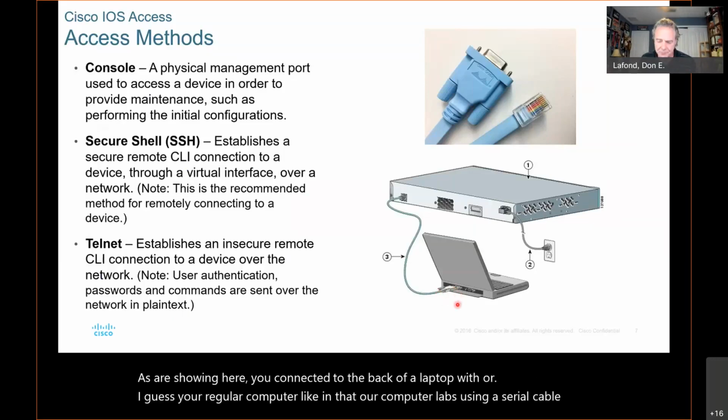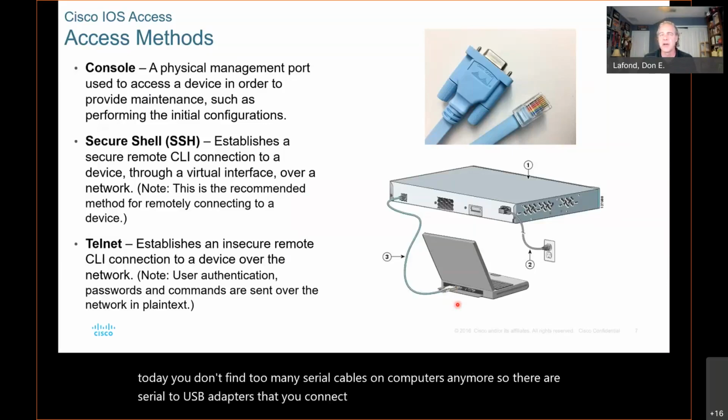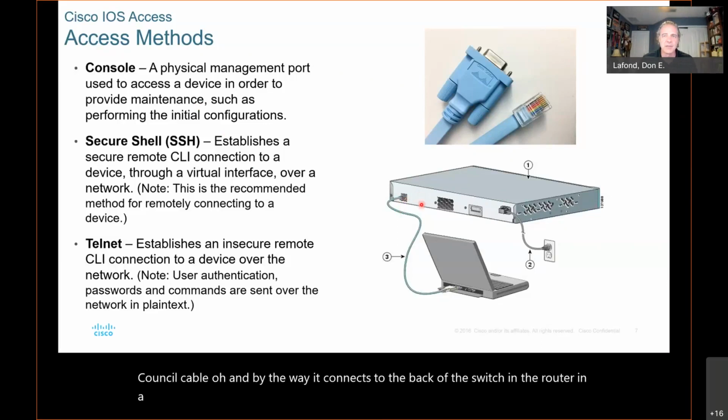Now, today, you don't find too many serial ports on computers anymore. So there are serial to USB adapters that you connect the serial cable to. You load the software onto the PC, and then you're able to communicate with the device over a USB port. By the way, the console cable connects to the back of the switch and the router in a blue port. It's outlined in blue. It's really hard to mess it up.